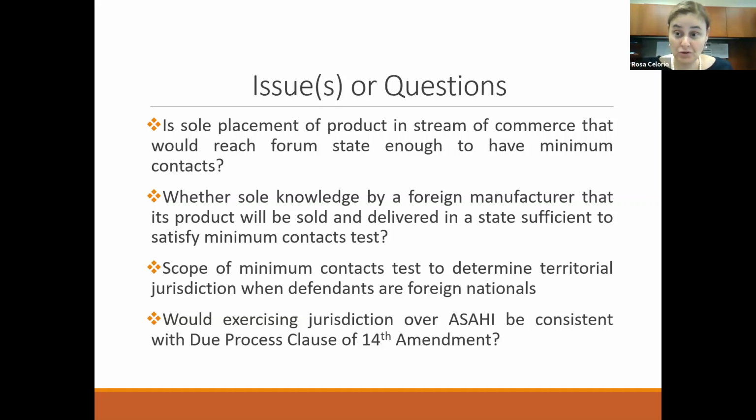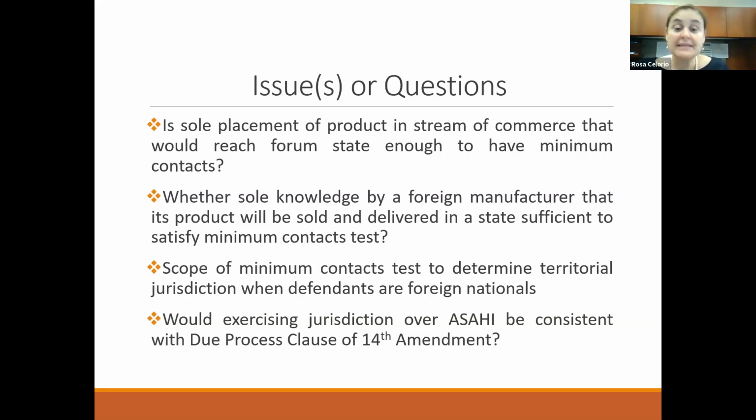So that's one question, and Judge Barr was discussing that in his explanation. Another question is whether sole knowledge by a foreign manufacturer that its product will be sold and delivered in a state is sufficient to satisfy that minimum contact test. And a lot of the legal analysis is the factors: how do you determine that a foreign manufacturer really had minimum contacts with that specific test.